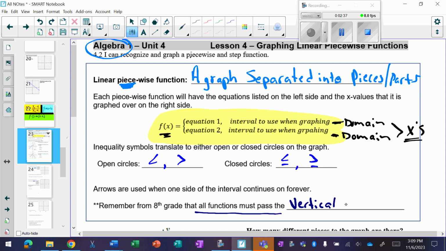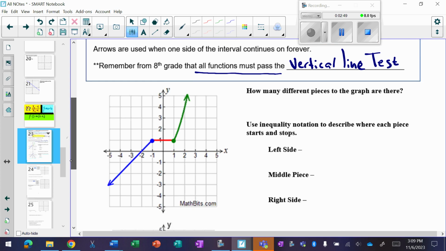We did that this year. It was an 8th grade standard. I don't know if you actually did it in 8th grade, but I know we did it already this year, because I was there and I taught it to you. So let's take a look at an example here.